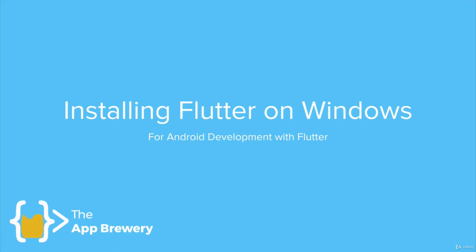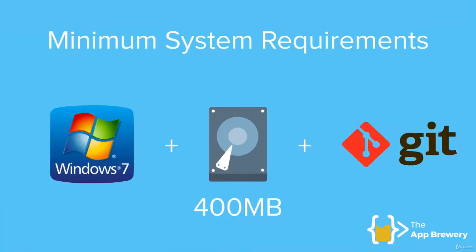Welcome to part 1 of the Windows Flutter installation instructions, which hopefully means that you have a PC running Windows 7 or later. These are some of the minimum requirements that you'll need to get started installing Flutter, including having at least 400 megabytes of free disk space, but practically speaking, you'll actually want more.